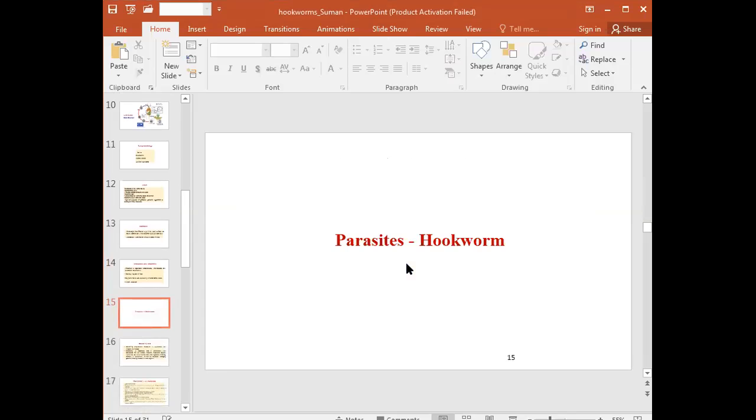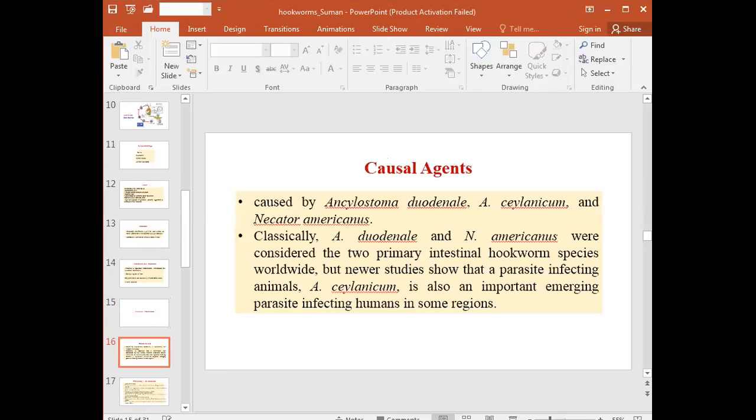Next part, I'm coming to the parasite that is the hookworm. It's a different type of worm, and the causative agent is Ancylostoma duodenale. There are three types of causative agents that have been discussed and discovered so far. Human hookworm disease is a common helminthic infection that is predominantly caused by nematode parasites. Here we have identified three parasites: Ancylostoma duodenale, Ancylostoma ceylanicum, and Necator americanus.